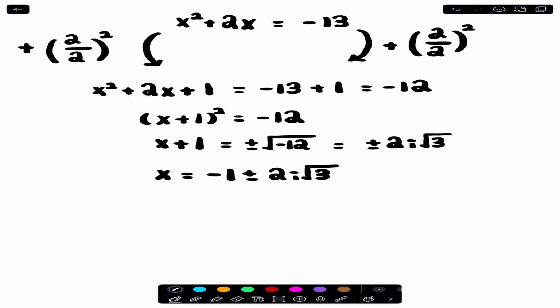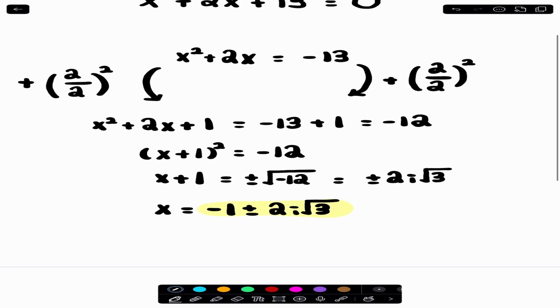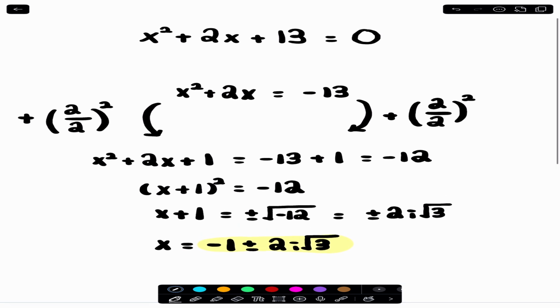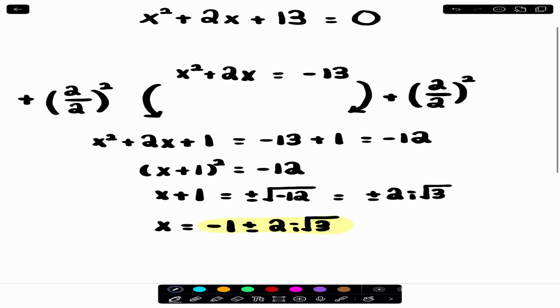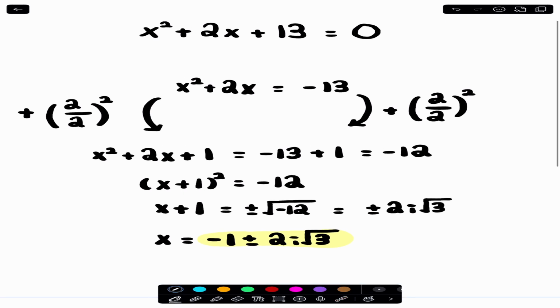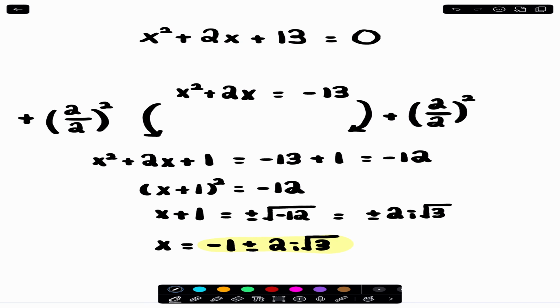So what was the lesson today? Well, I would argue a few lessons today. First, even if you're not told to complete the square, sometimes you just have to figure it out yourself. And another lesson is that complex numbers are totally valid. So even if you have an imaginary portion in your answer, you can still find the solutions by completing the square. And that's another reason why completing the square is so useful.